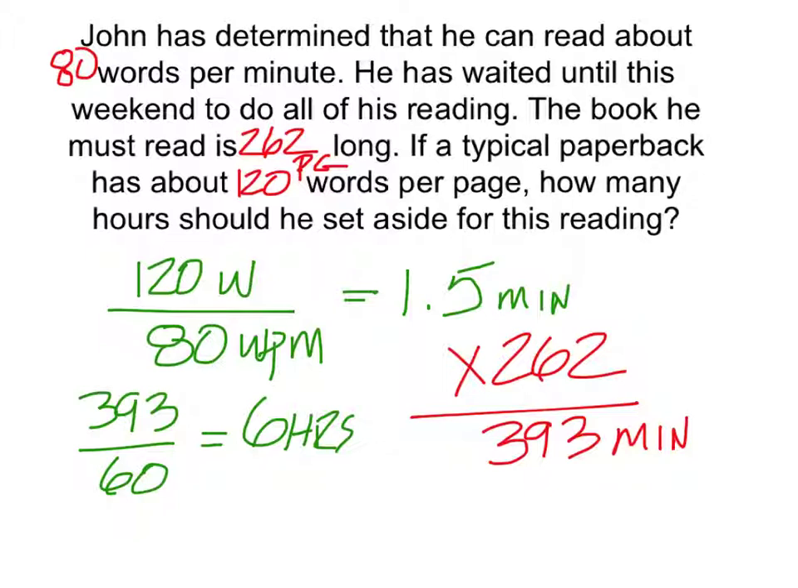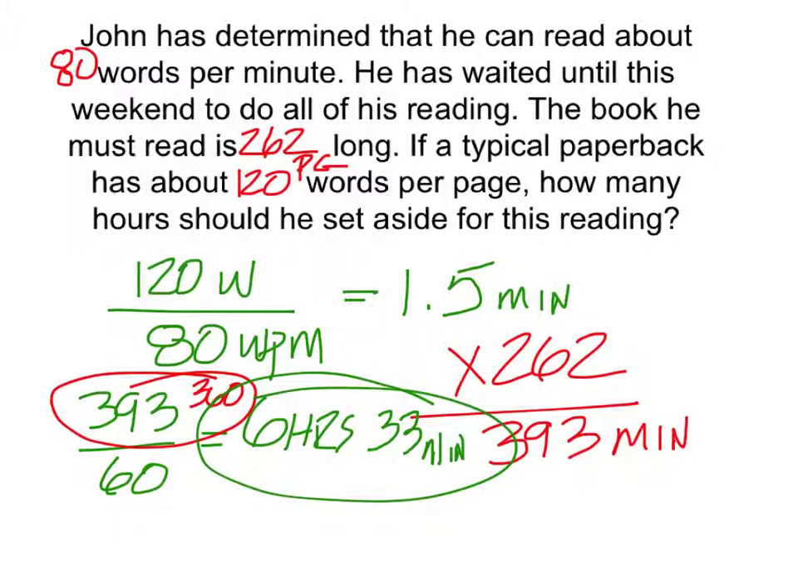Multiply 6 by 60 to come up with 360. What is the difference between 393 and 360? 33. Six hours and 33 minutes is the answer.